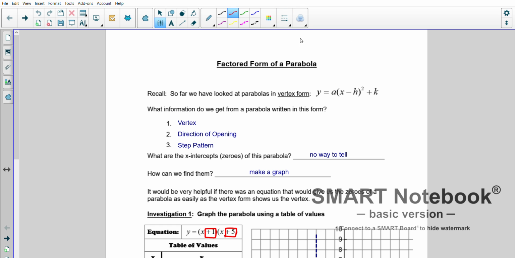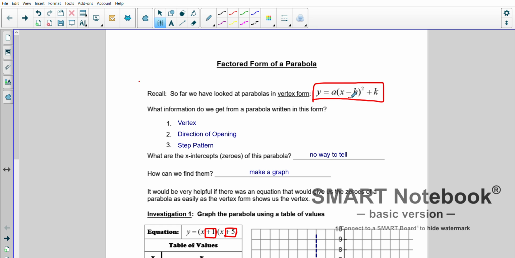So the vertex form of a parabola is this. This is the general form. Okay? Just like in grade 9 when a line was y equals mx plus b, this is the equation of a parabola in the vertex form. And this is good. We like the vertex form because it gives us lots of information.